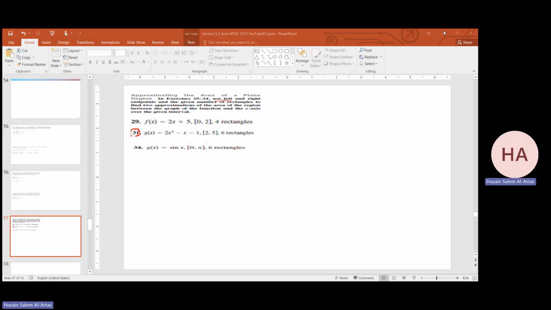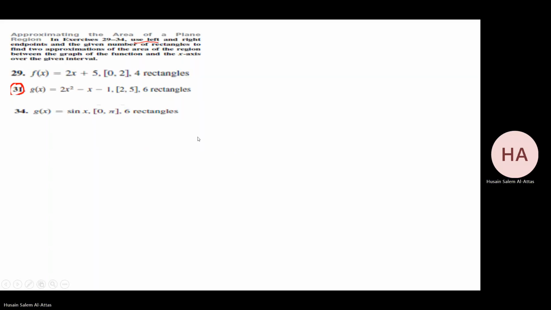Okay, let me go back to the file and try to do these. Hopefully the space will be enough. I want both L and R. So first one, 29.